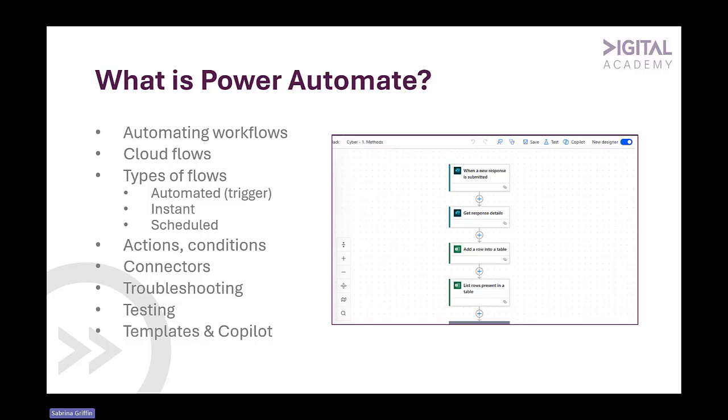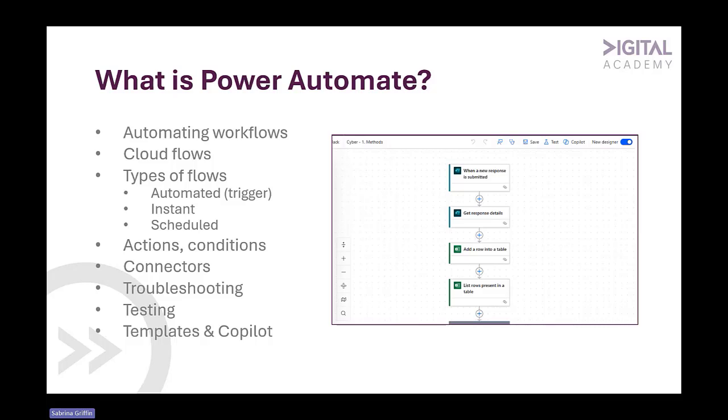We also have something called instant flows. Instant flows are where you are saying, I want this flow to run now. So you are pressing a button. Sometimes you're then putting in additional information about how you want that flow to run, and that flow runs straight away through a series of steps that you've set it up to run.